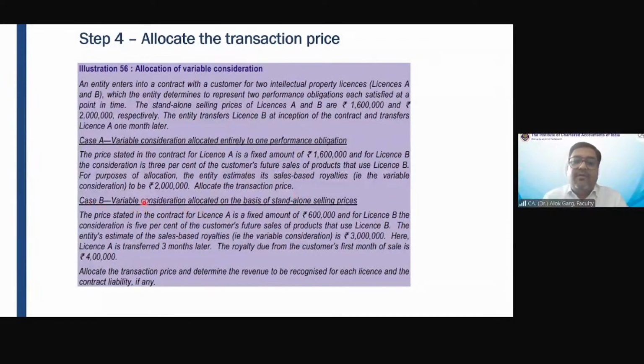Case B, variable consideration allocated on the basis of standalone selling prices. The price stated in the contract for license A is the fixed amount of 6 lakh. And for license B, the consideration is 5% of the customer's future sales of product that uses license B. The entity estimate of the sales-based royalty is rupees 30 lakh. Here, license A is transferred 3 months later. The royalty due from the customer's first month sales is rupees 4 lakh. Allocate the transaction price and determine the revenue to be recognized for each license and the contract liability, if any.